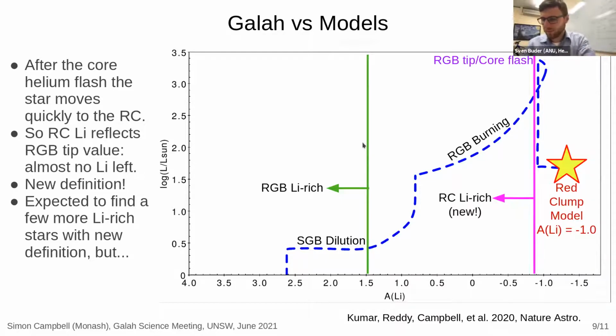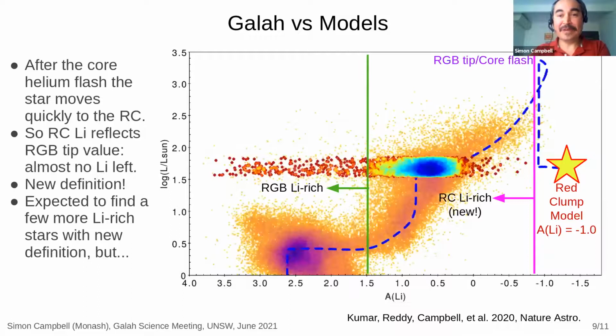Thank you. So here we're proposing the limit for red clump stars. Because they have this extra dilution, this extra reduction in lithium, a red clump star should be considered lithium rich or lithium enhanced if it's above this line of something like -1. And so we thought, okay, we'll have a look at GALAH. We expect maybe we'll find a few lithium enhanced red clump stars, some extra lithium rich giants.